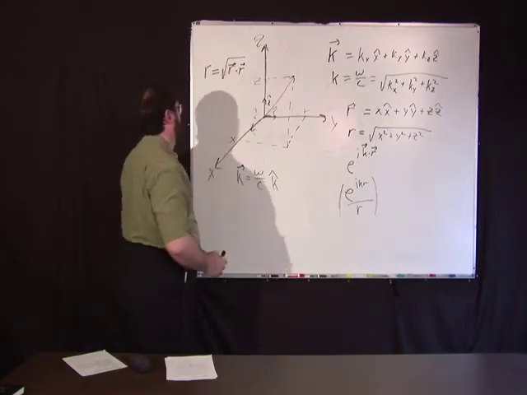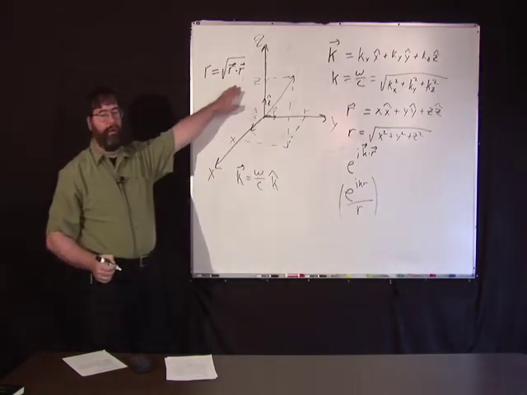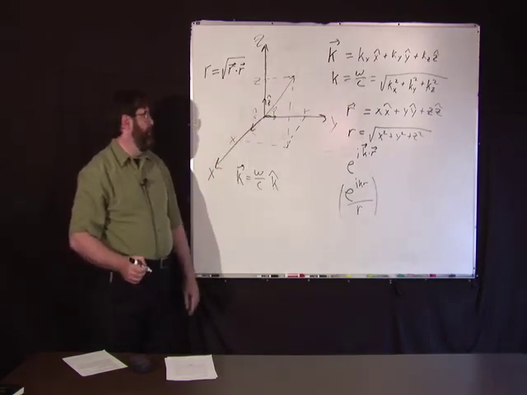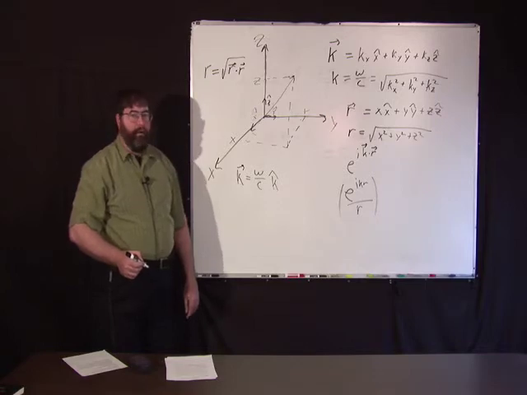For any vector, its magnitude squared is its dot product with itself. The dot product is just a projection of one vector onto another. Okay.